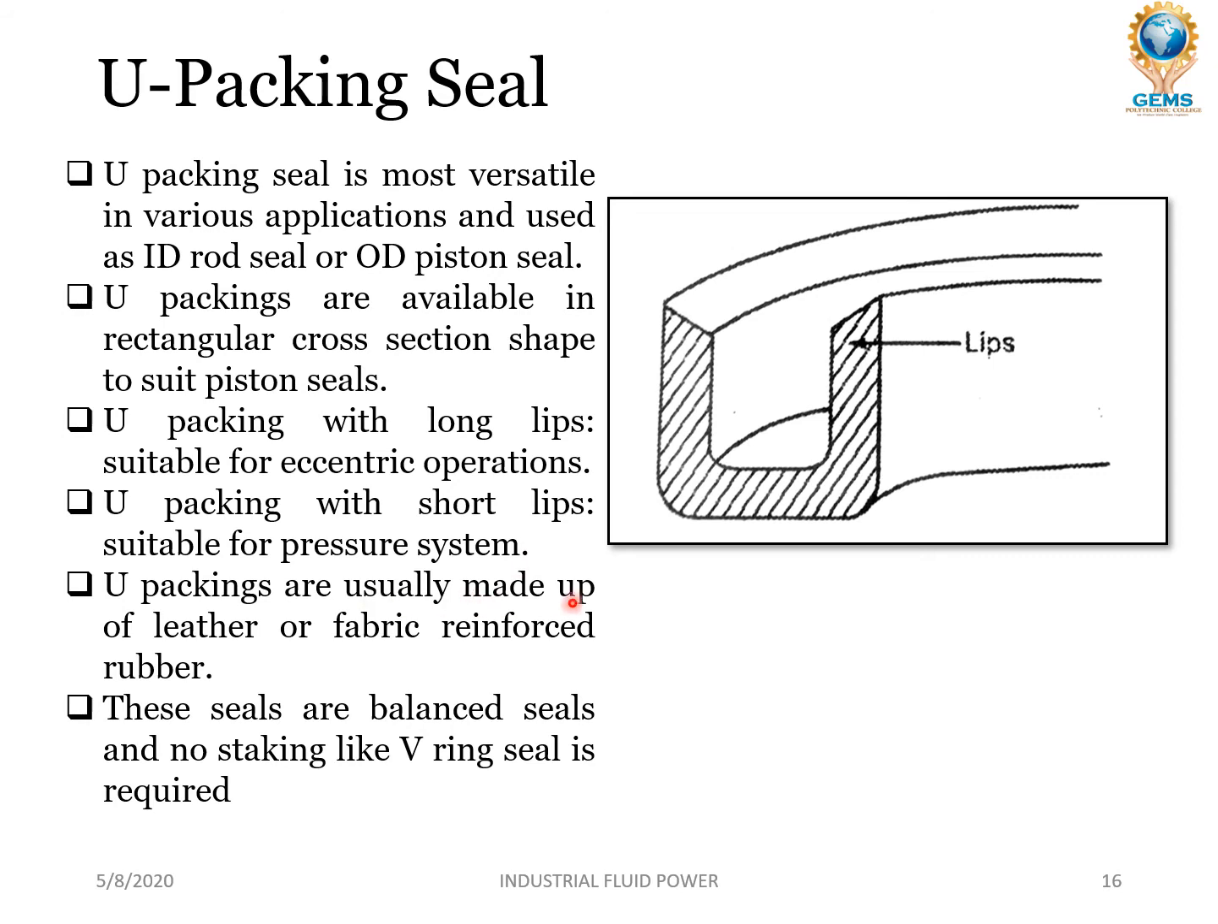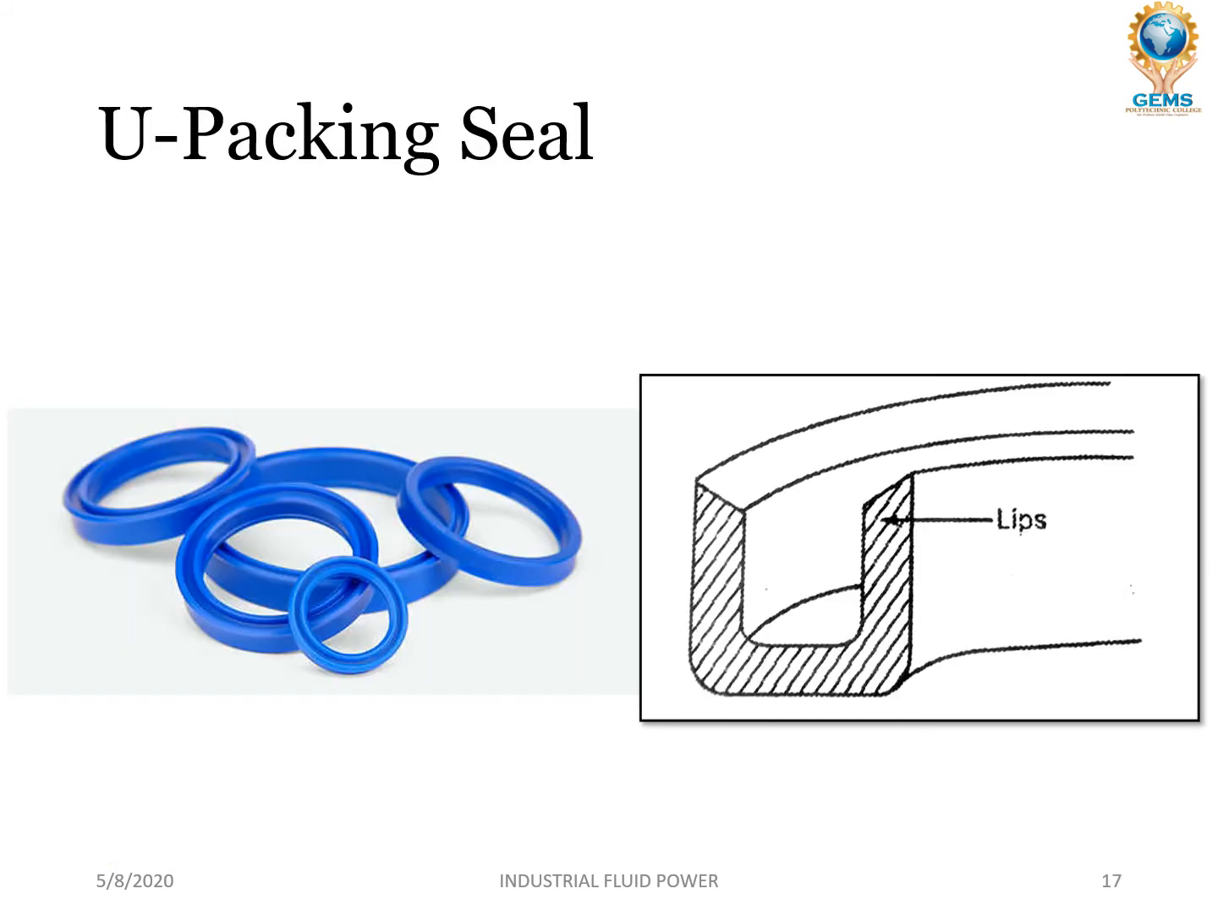And U packings are usually made up of leather or fabric reinforced rubber. These seals are balanced seals, and no staking like the V-ring seal is required. This is how the U-ring seal, the U-packing seal, looks.